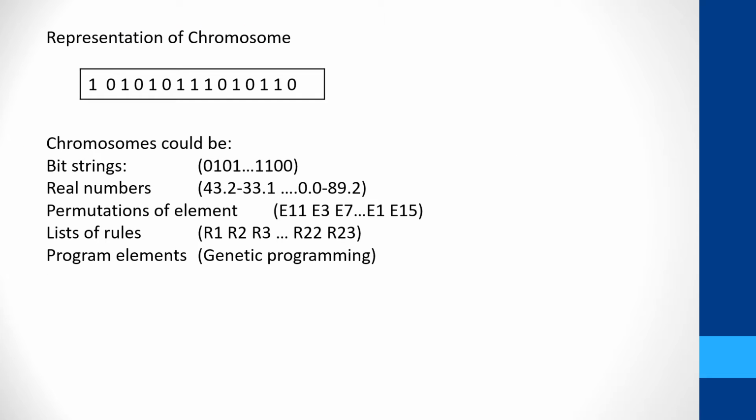Here is the representation of chromosomes. Chromosomes could be represented in bit strings using 0 and 1 binary numbers. Then chromosomes can be represented using real numbers. Then using permutations of elements. Then list of rules and program elements.